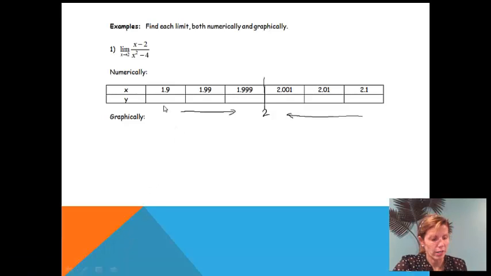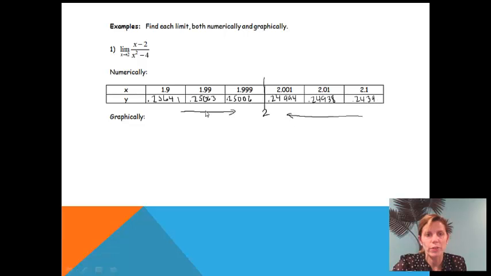And I'm going to go ahead and enter those values for when it was 1.9. It was 0.25641. When it was 1.99, the y value is 0.25063. When the x value is 1.999, we've got 0.25006. For 2.001, we've got 0.24994. For the next one, we have 0.24938.